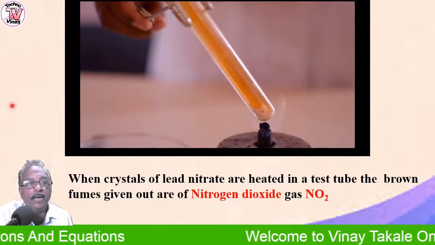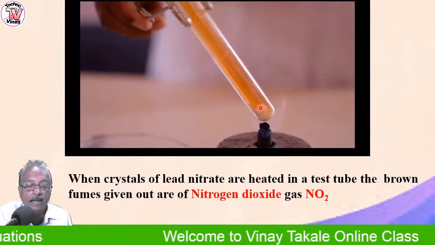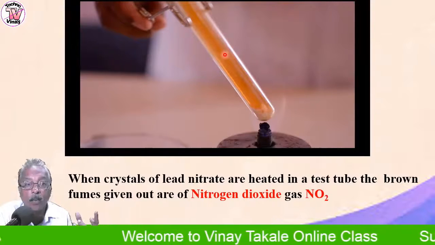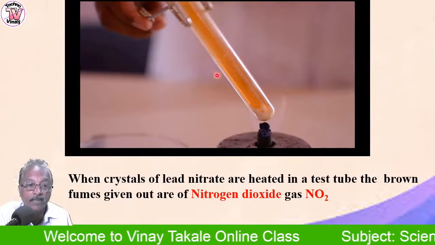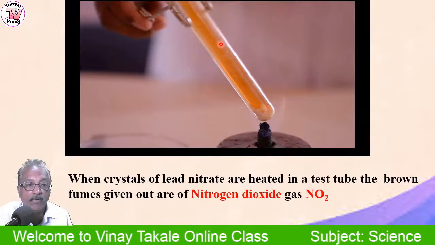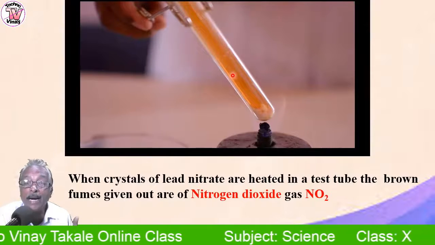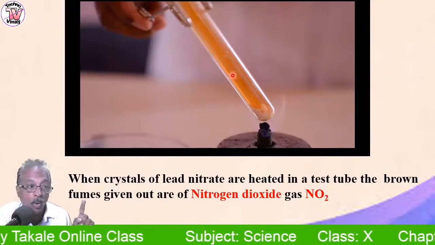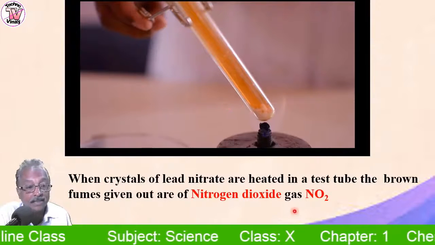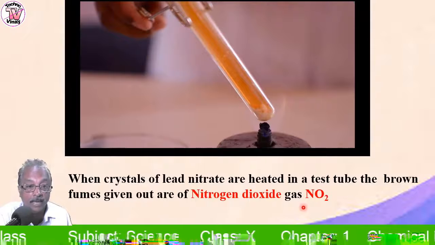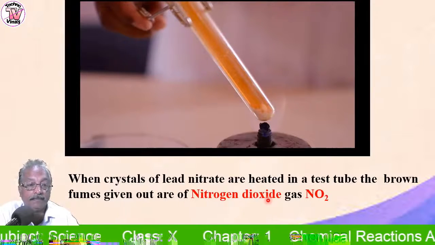Here you can see that when lead nitrate is heated in a test tube, lead nitrate is white, colorless, and on heating, brown fumes are given out. These brown fumes are the evolution of which gas? Nitrogen dioxide gas, NO2. And it also gives out oxygen gas, but here you can see the brown fumes, meaning nitrogen dioxide gas.